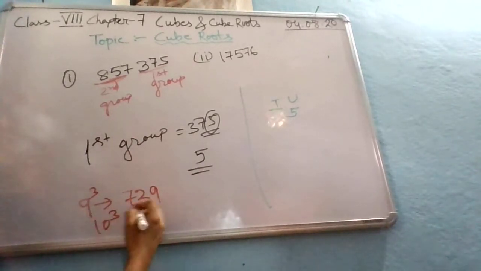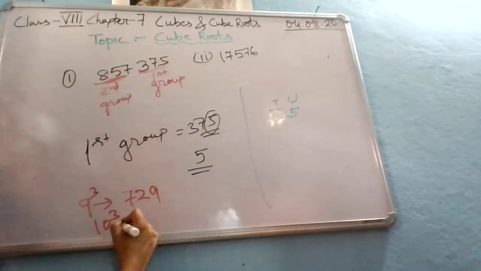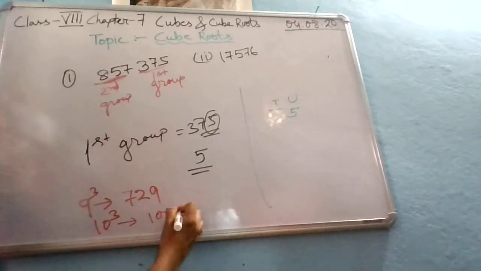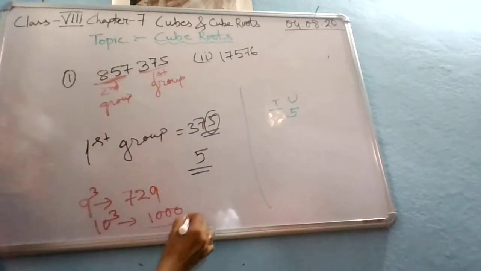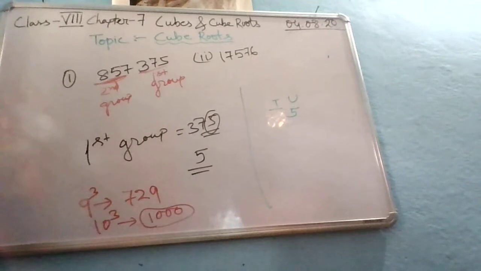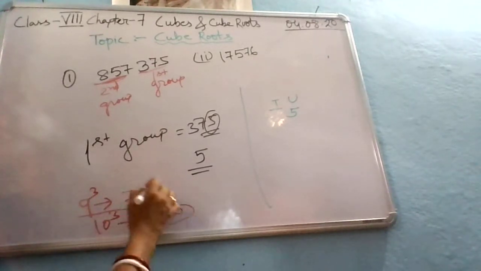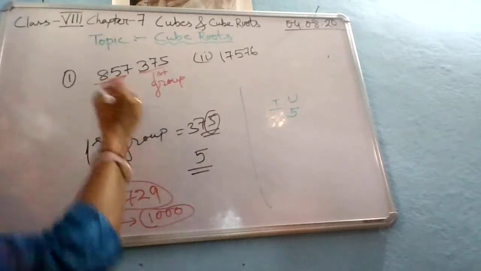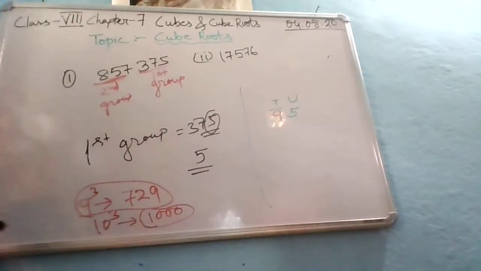Why am I coming to that? Because this is a large number, 857. The cube of 10, we know, is 1000. So it is a 4-digit number, and 857 is only a 3-digit number, so we cannot consider the bigger one. Always we take the smaller one, not the greater one. So which one can we consider? The cube of 9. So in the tens place we take 9, and our answer in this question will be 95.